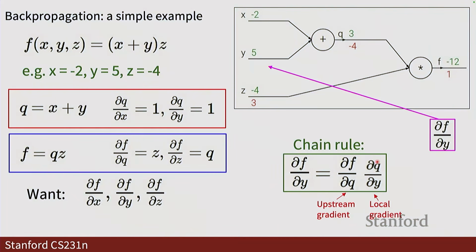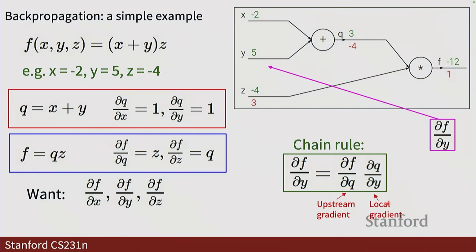Now I want to introduce you to two important new terms: local gradient and upstream gradient. The upstream gradient is the gradient that comes from the end of the network to the current node that we are in.